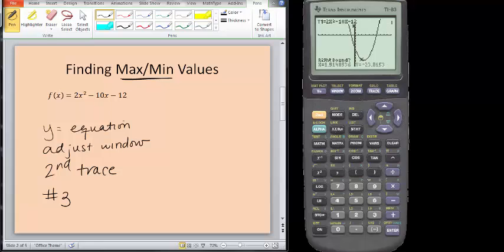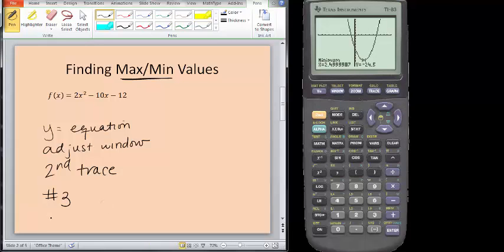Now you can use your cursor, or you can just press a number that you know for sure is on the right side. I'm going to choose a number that I know is significantly on the right side, so how about 5? And when I press enter, the cursor moves to where x equals 5. And this is definitely on the right side of the vertex. You don't have to guess, you can just press enter again. And it will actually calculate my vertex for me.